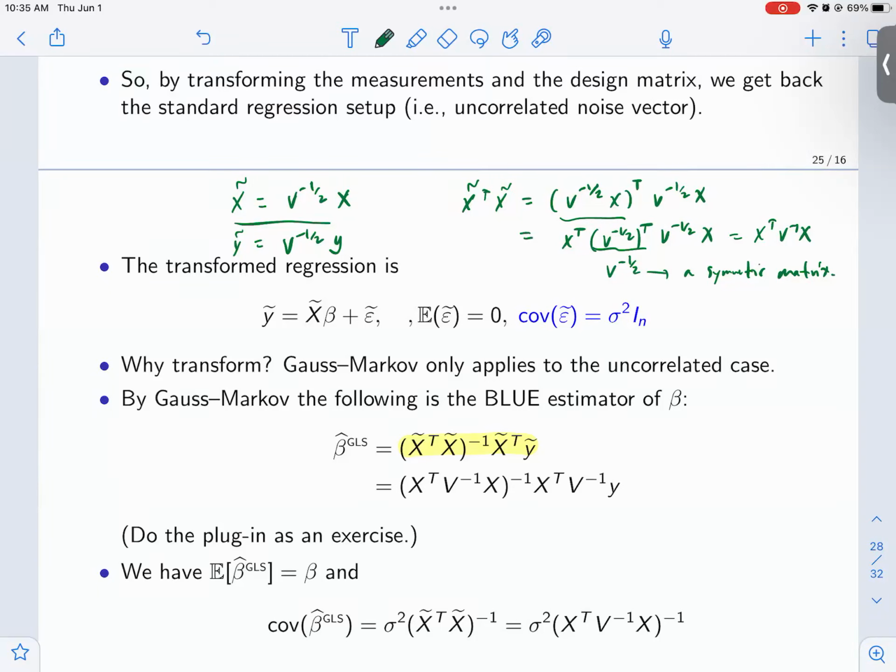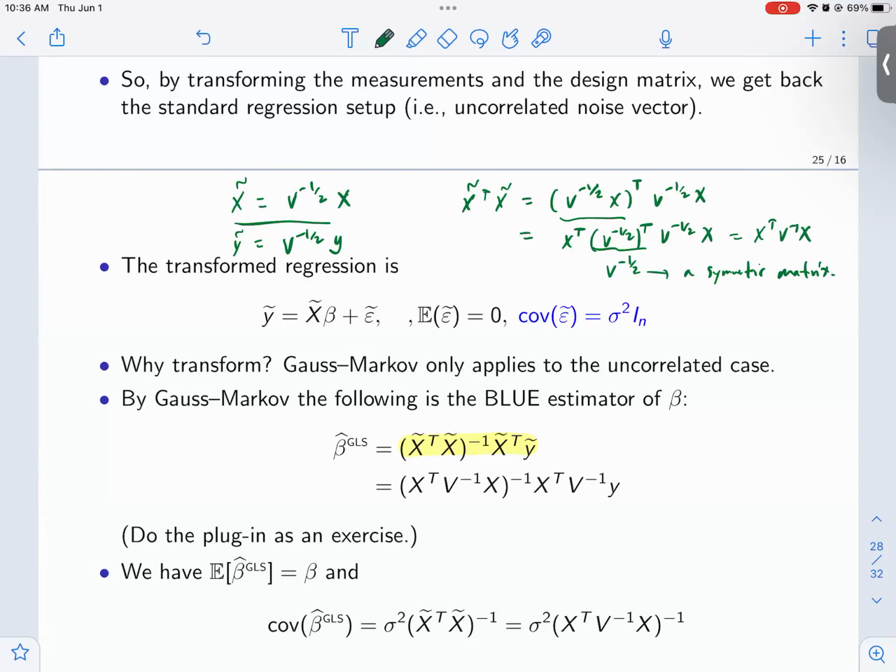So it is unbiased for beta because beta is the same for both models. This is OLS in this model, so it has to be unbiased. So the expectation of beta hat GLS is beta for all beta. So it's unbiased, and the covariance I can calculate. The covariance would be sigma squared times X tilde transpose X tilde inverse in the transform model. We calculate this as just X transpose V inverse X inverse.